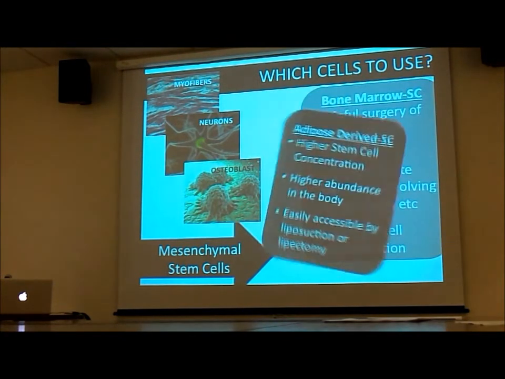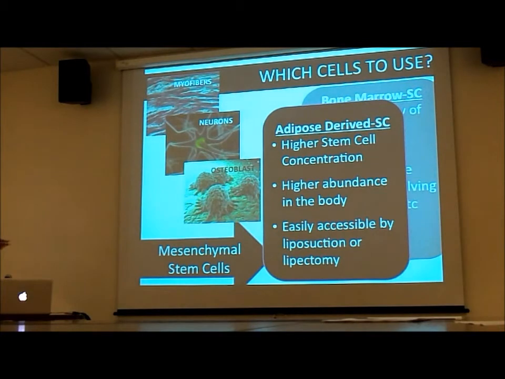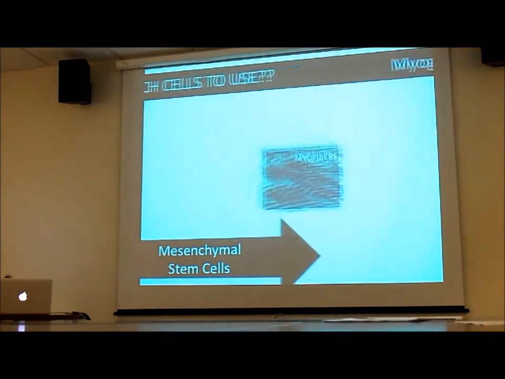But we are interested in looking towards adipose tissue for mesenchymal stem cells because the concentration of stem cells in adipose tissue is pretty high. It's higher than in bone marrow, and the tissue itself is really abundant in the body, easily accessible and not painful. So we are looking for adipose derived mesenchymal stem cells.